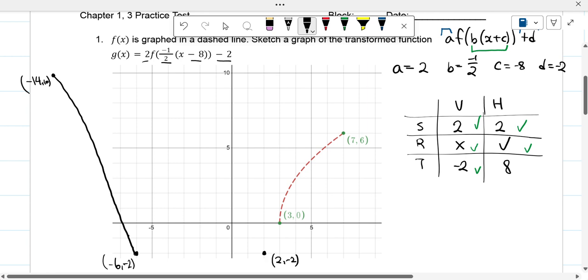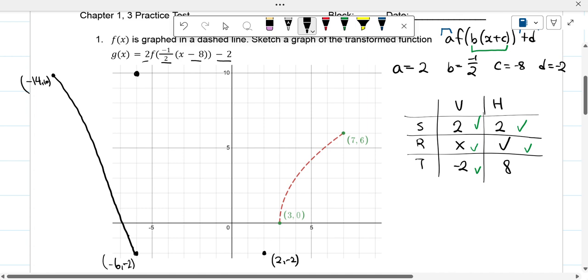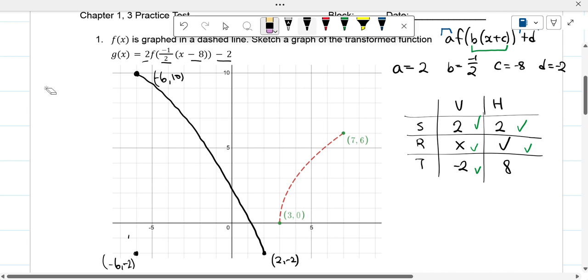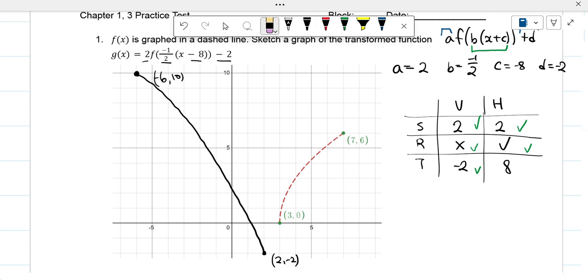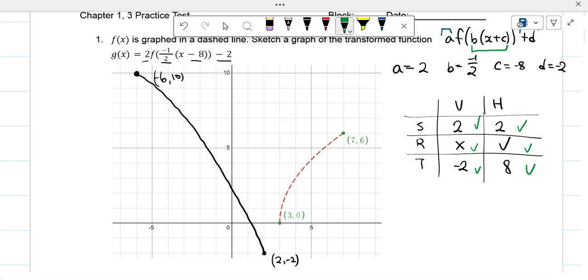What about -14, 10? -14 plus 8 is -6. So that will be -6, 10. And I connect those points together. And I think that is the completed graph, the transformed graph of f of x after doing the transformation to f of -1/2 times (x minus 8) minus 2.